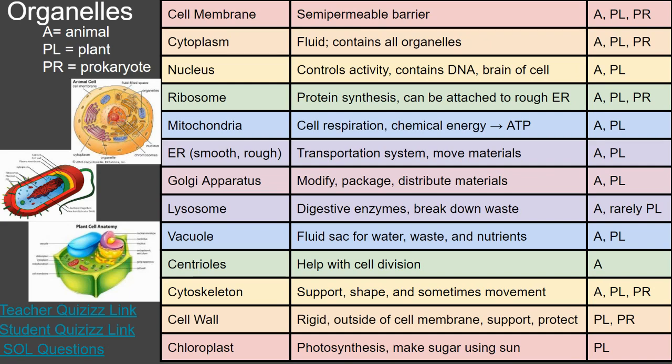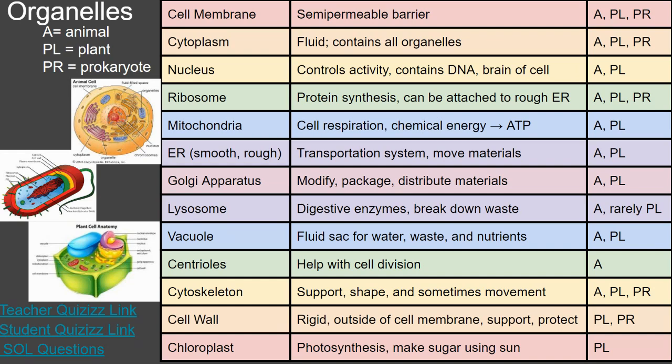Next up, we've got the mitochondria. The mitochondria is sometimes known as the powerhouse of the cell. It is the site of cellular respiration, which is an important chemical reaction where we convert sugar or glucose into ATP through a series of reactions. Prokaryotic cells are not complex enough to have a mitochondria, but plant and animal cells do have mitochondria because plant and animal cells need them to do cellular respiration.